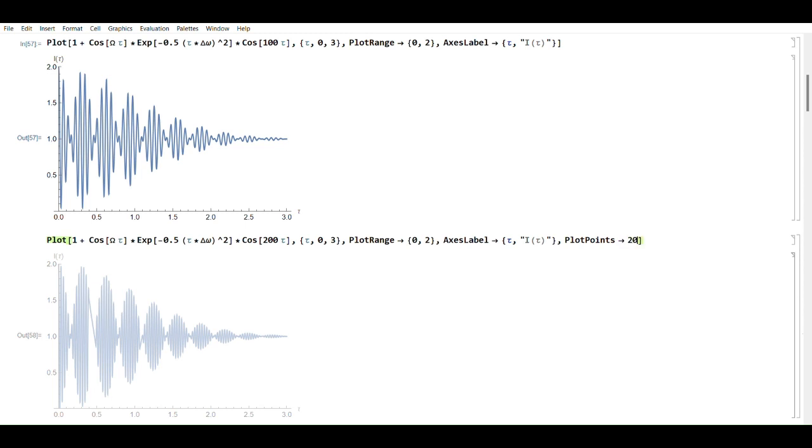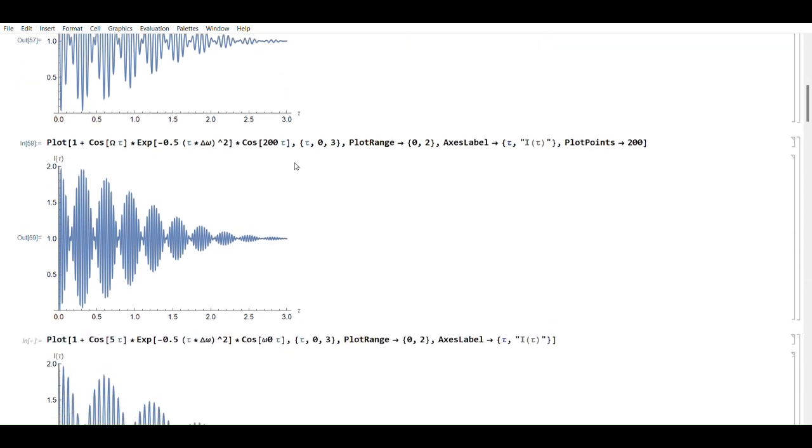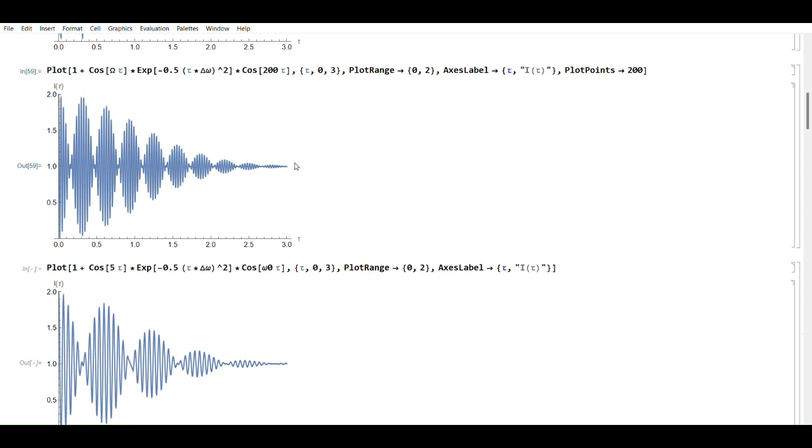Now let me change the values of omega naught, omega, delta omega and show you what happens. Instead of 100, let me put 200 as omega naught. Let me increase the points. You see, the only difference between the top and the bottom plot is the value of omega naught. If we increase omega naught, the small fluctuations between each of these peaks increase. There is an envelope, and that envelope is due to the exponential function. It remains the same because I'm not changing the exponential function.